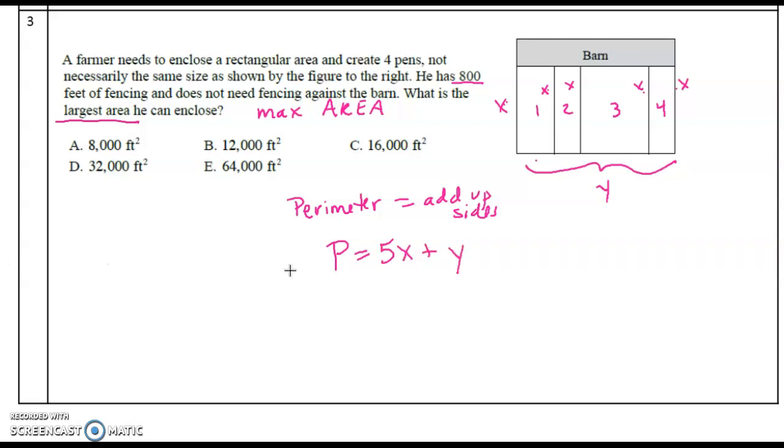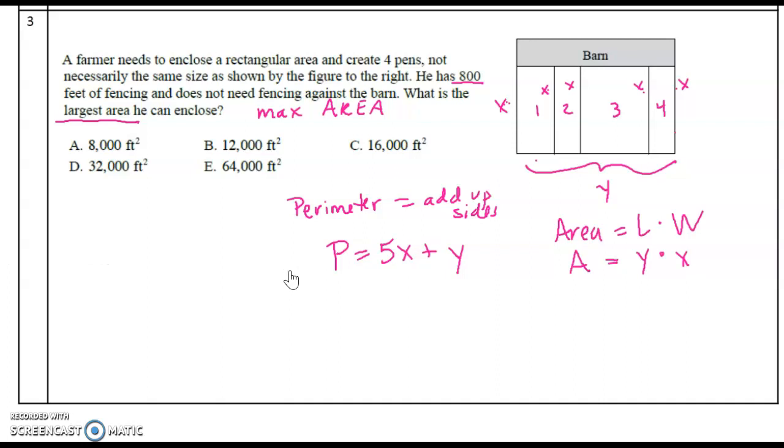We don't know if these are the same size or not. That's why they kind of drew it that way. So I can't have any more specific information. Our area, well, even if there's a fence there, our area is still length times width, okay? So our length is y, and our width is x.